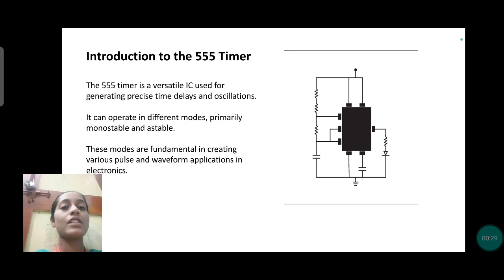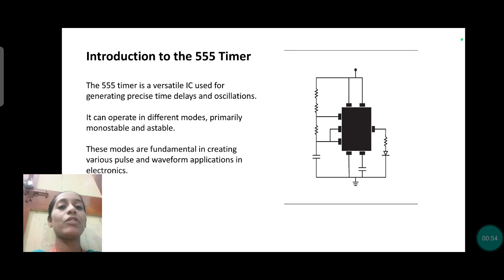Now we will discuss the introduction to the 555 timer. The 555 timer is a versatile IC used for generating precise times, delays, and oscillations. It can operate in different modes, primarily monostable and astable. These modes are fundamental in creating various pulse and waveform applications in electronics.